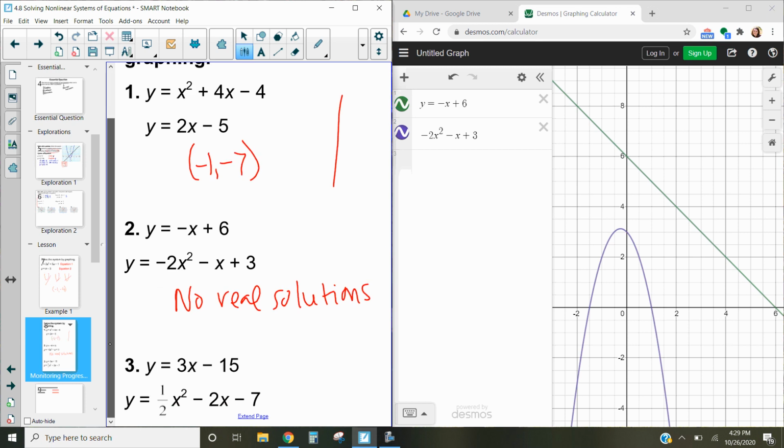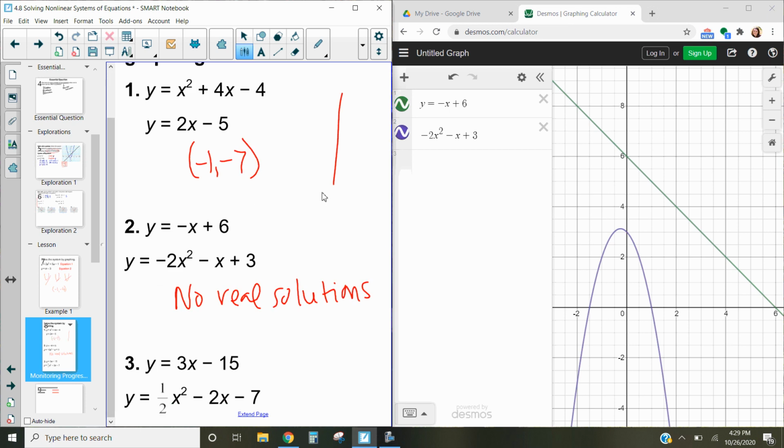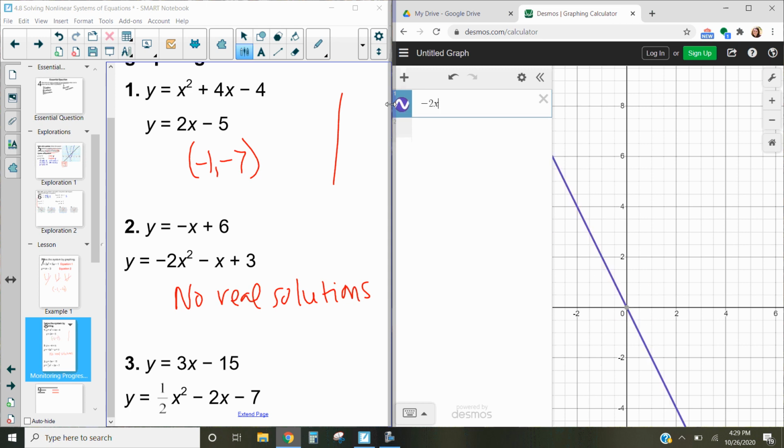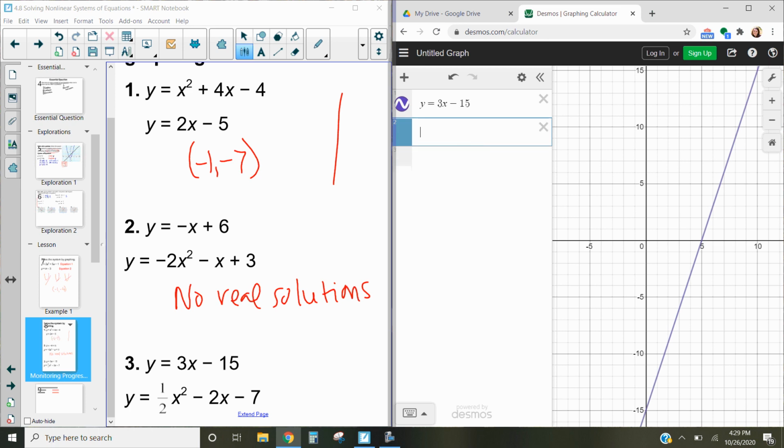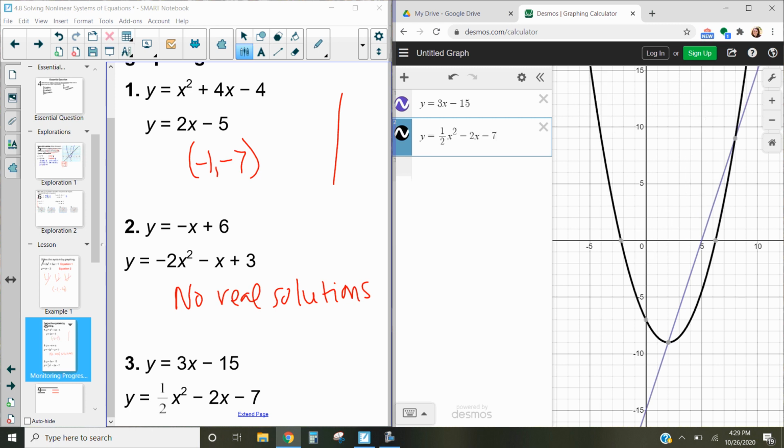Now our last problem here, we have a fraction in there, but let's go ahead and graph these. So I've got y equals 3x minus 15. Okay, that brings us kind of low. And then our other line is y equals 1/2 x squared minus 2x minus 7. Okay, now looking at this one, we can see that that blue line goes through the middle, so it actually gives us 2 solutions here.